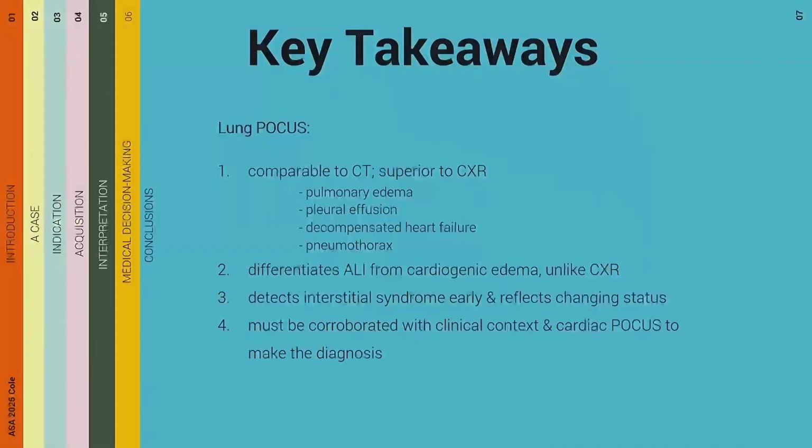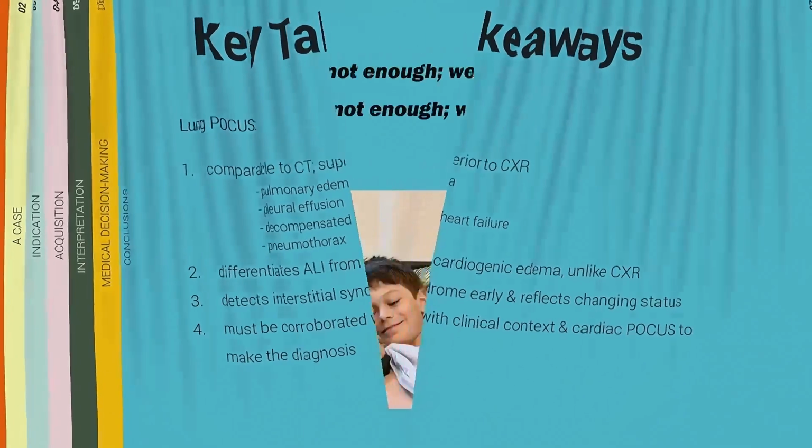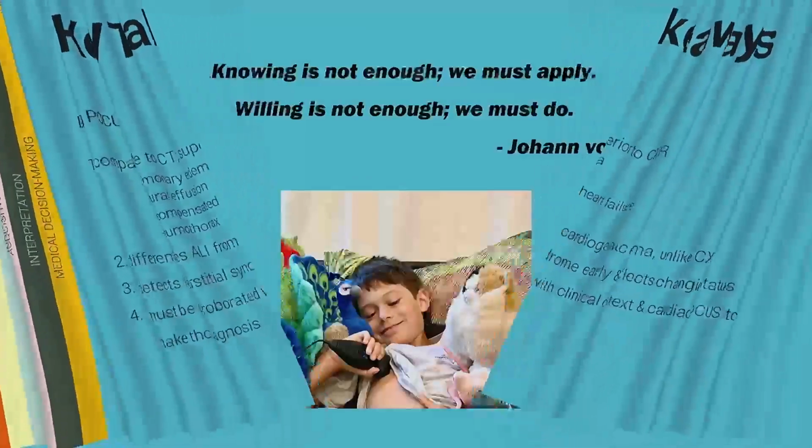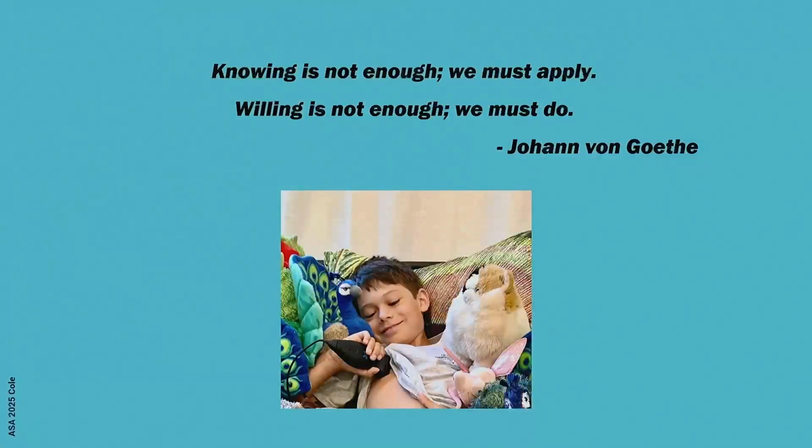I want you to remember that lung POCUS is fantastic. It's comparable in sensitivity and specificity to CT for making a diagnosis, better than chest x-ray. It can also do more than chest x-ray. You can trend it over time very easily, and it'll differentiate between lung injury and pulmonary edema. It will distinguish, as I said, changing features over time, and you must corroborate this with your clinical context and with cardiac POCUS to make your diagnosis. And so I'll leave you with that and say practice anywhere, anytime, and thank you.